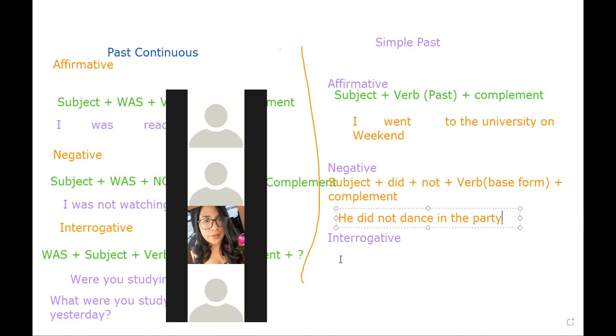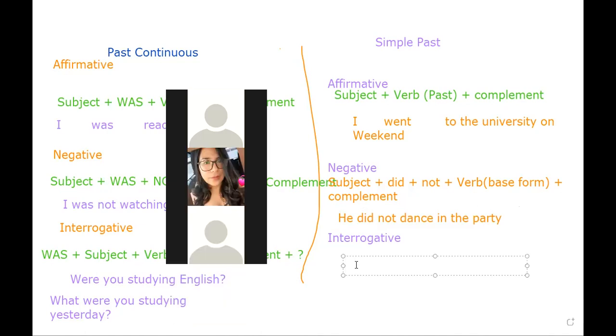In the case of the interrogative statements, we're going to use auxiliaries. We're going to use the same structures as negative, but without adding the adverb not. We're going to do in this case, did you study for the exam?